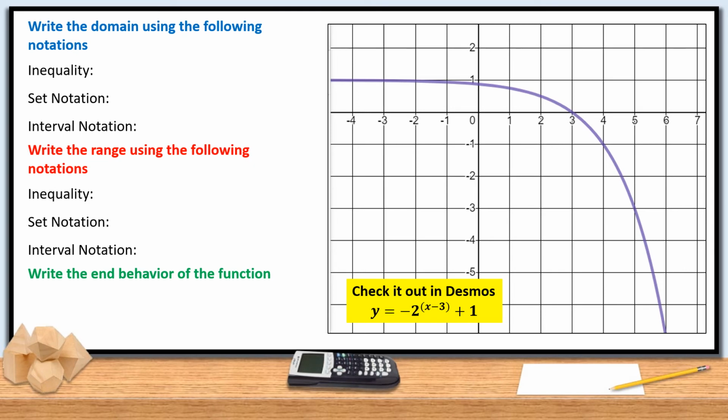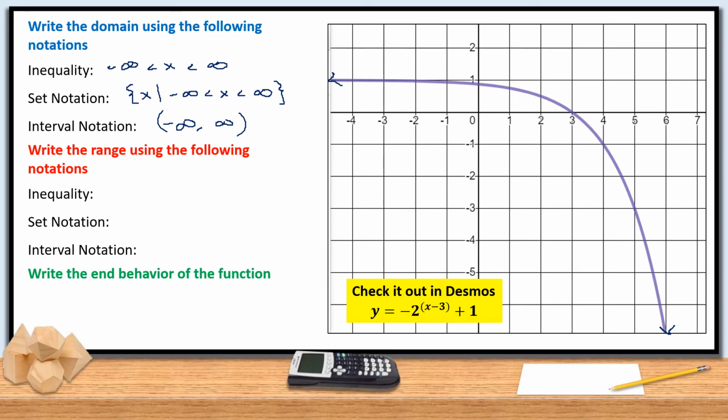All right, so the domain in this case, it's going forever to the left and forever to the right. So this one is going to be negative infinity less than x less than positive infinity. X such that negative infinity is less than x is less than positive infinity, and negative infinity, positive infinity, both with round parentheses. Did you get that?